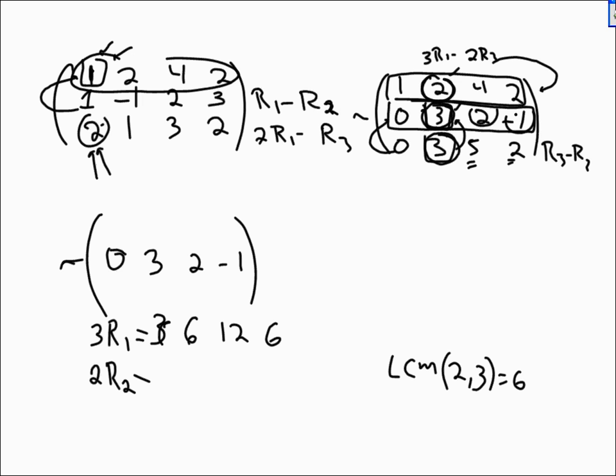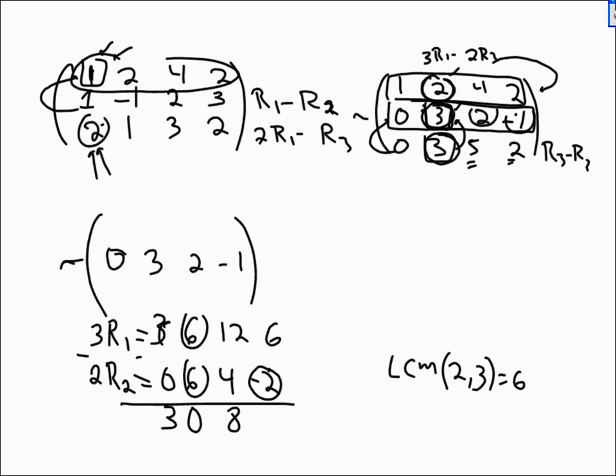2 times row 2, 2 times 0, 2 times 3, 2 times 2, 2 times negative 1. And I subtract 3 minus 0, 6 minus 0, 6 minus 6 is 0 like I wanted. 12 minus 4. 6 minus negative 2 is 8. Okay, that is the new row 1. 3, 0, 8, 8. And I'm not going to cry that I lost my 1. It's not a big deal at all.